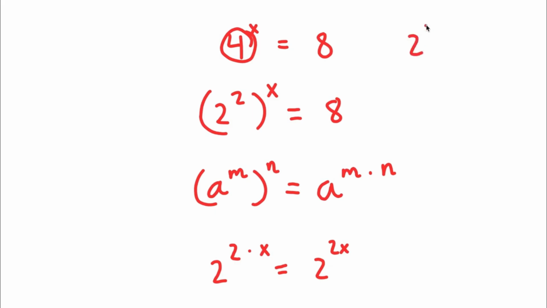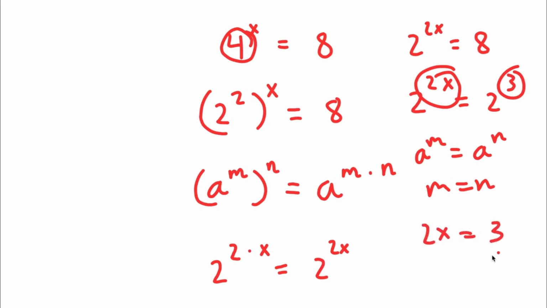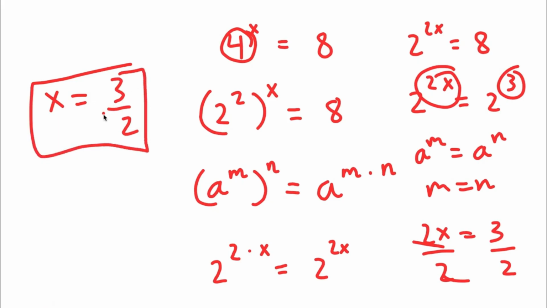So now I have 2 to the power of 2x is equal to 8. Now 8 I can rewrite as 2 to the power of 3. So now I have 2 to the power of 2x is equal to 2 to the power of 3. Now, if you didn't already know, if I have something in the form a to the power of m is equal to a to the power of n, this means that m is equal to n. So in this case, 2x is equal to 3. Now to solve this, all I have to do is simply divide both sides by 2. These two cancel out, and I'll be left with x is equal to 3 over 2. So this is one method of solving this problem.